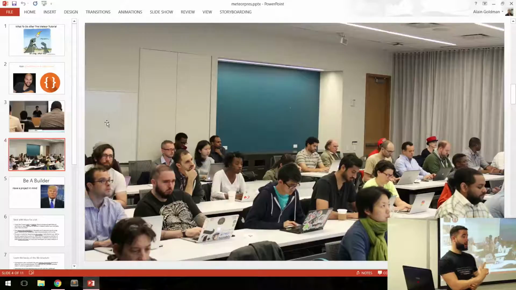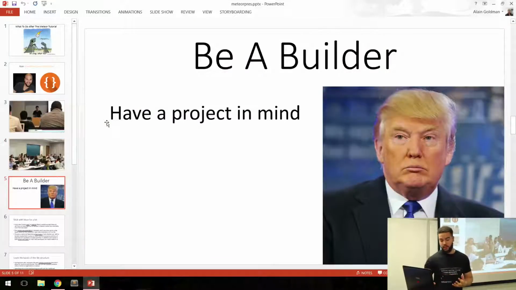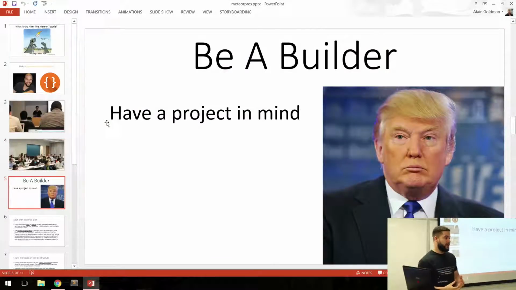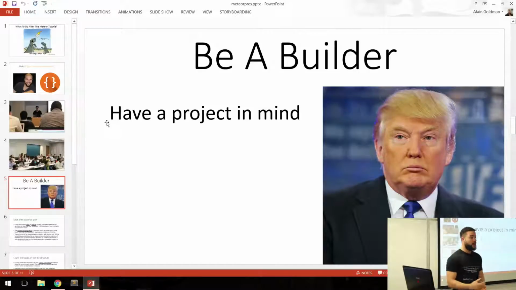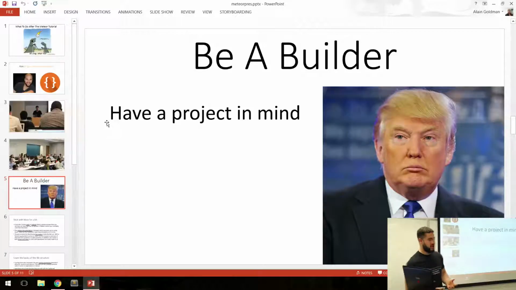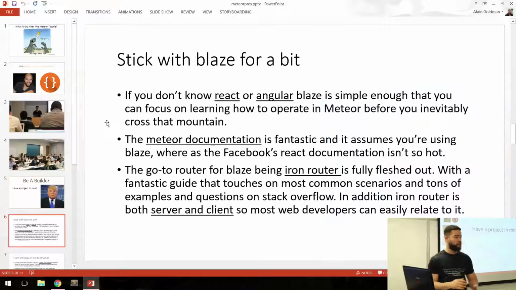And the number one thing in picking up any language or any framework, Meteor or anything, is that you must be a builder. You actually have to build things. And you kind of have to have a project in mind. So have a project in mind that can lead you forward. Otherwise, it's just theory. And this is the number one thing in all of programming. And I know I'm preaching to the choir right now.